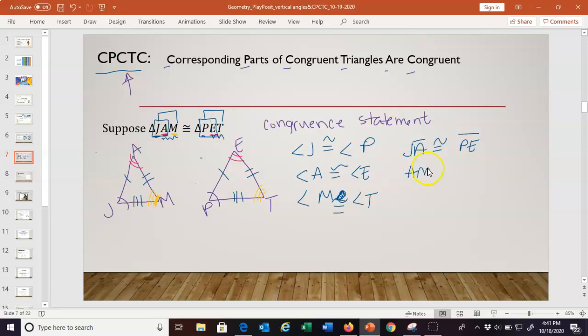Next is AM and ET. And lastly, JM and PT.